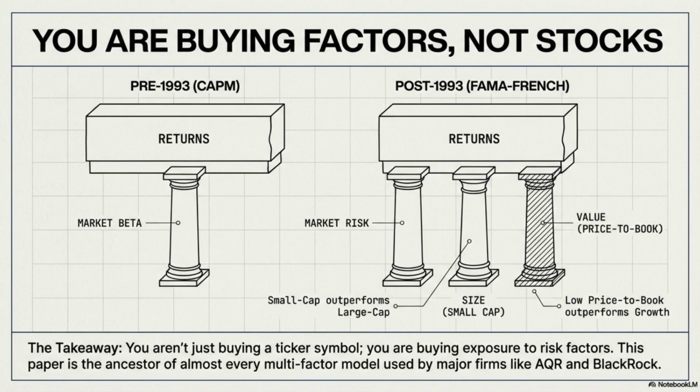They introduced the 3-factor model. They showed that small cap stocks tend to outperform large caps, and value stocks, stocks with low price-to-book ratios, tend to outperform growth stocks over long periods. The takeaway for you? This is the birth of factor investing, or smart beta. It teaches you that you don't just buy a stock, you are buying exposures to different risk factors. Almost every modern multi-factor model used by major quant firms is a descendant of this paper. Read it to understand the building blocks of return.